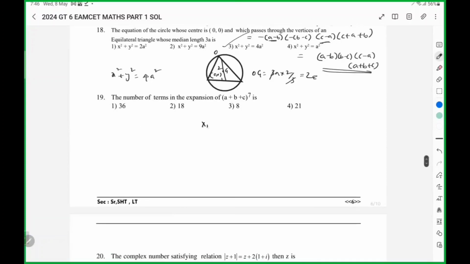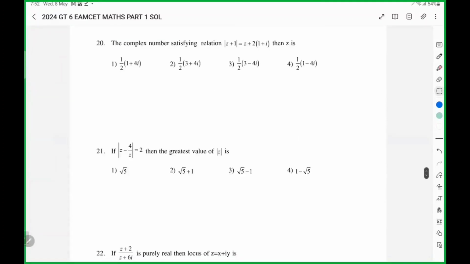Number of terms in the expansion is n plus r minus 1 C r minus 1. 9C2 is 9 into 8 by 2, we get 36. Here z is x plus iy plus 1, which is x plus iy plus 2 into 2 plus 2i. So (x plus 1) whole square plus y square is (x plus 2) times i into (y plus 2).